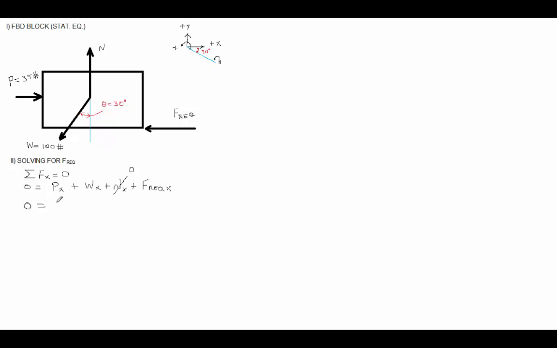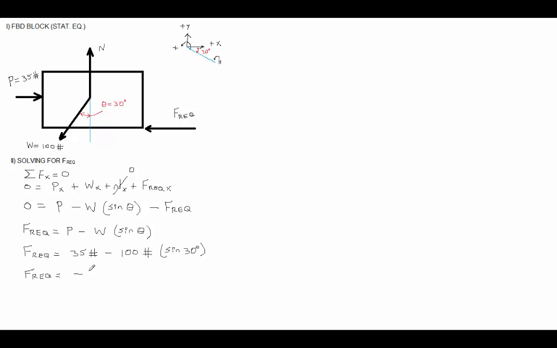So Px is a positive P, since P is acting in the positive direction. Wx is a negative W, and its x component is W times sine theta. F-rec, x is a negative F-rec. Solving this equation for the required frictional force gives us this, and now we can plug the numbers in. We will find that the required frictional force is a negative 15 pounds.